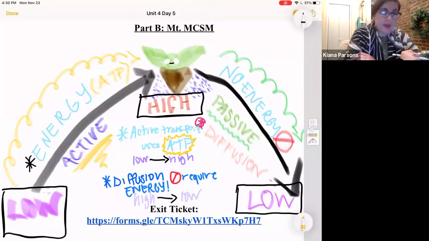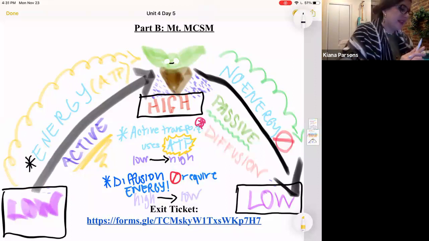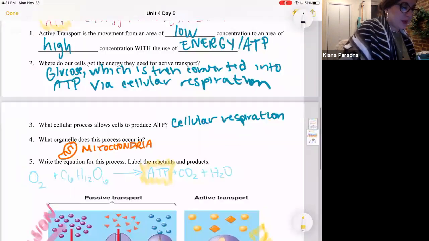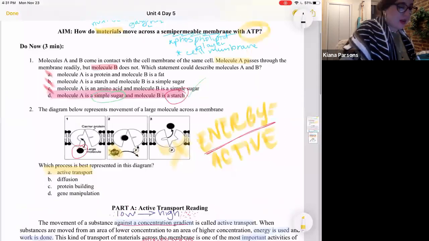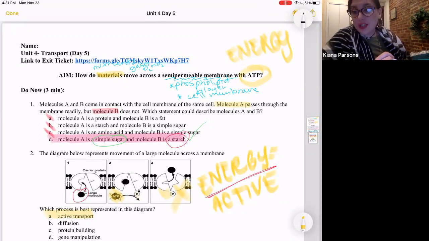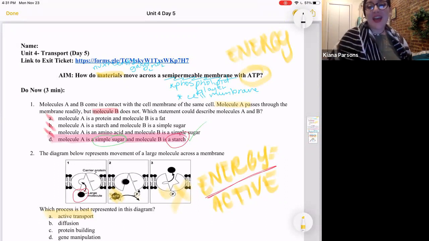And that's Baby Yoda. And that's all I have for you today, ladies and gentlemen. I hope you enjoyed watching me like perfect that diagram and like still not make it that cute. But c'est la vie. This was Unit 4, Day 5. Today we talked about active transport and how do materials move across a semi-permeable membrane with ATP. They usually move across a semi-permeable membrane with ATP by traveling through a protein channel. And we'll talk more about that process tomorrow.